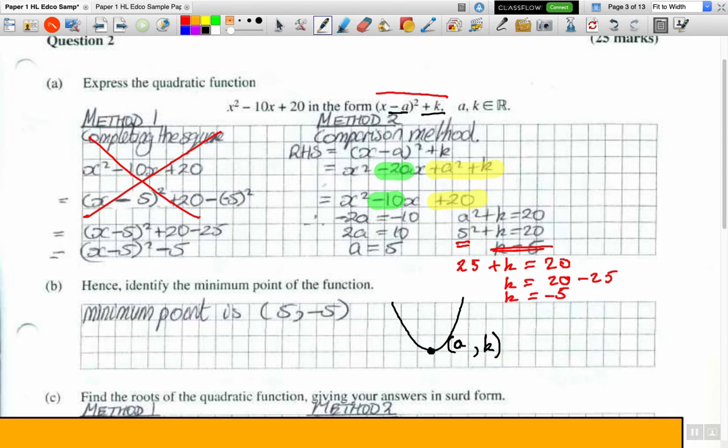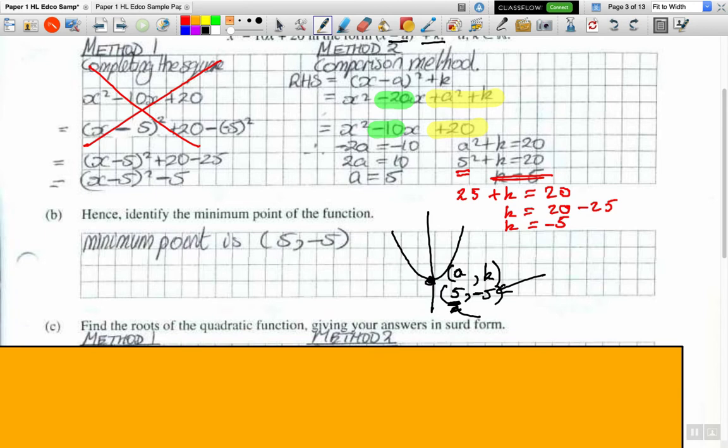So you've got to learn that, and therefore we've already established that a is equal to 5 and that k was minus 5, so we end up with those 2 points. That's the minimum point. This is called the axis of symmetry, the first value, and this is called the minimum value. Why is this the axis of symmetry? Why is it equal to 5? Because if you draw a symmetry line here, it's going through x equals 5. So it's a vertical line, and therefore it's the equation x equals 5.